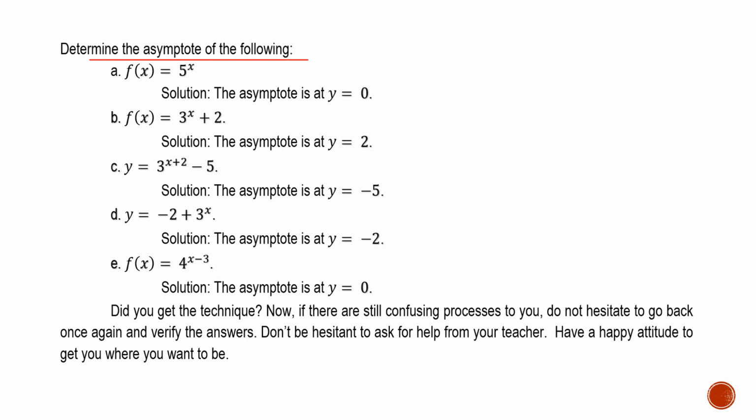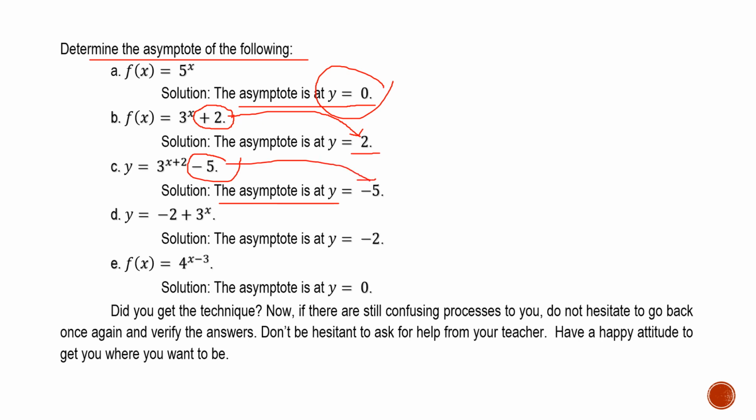So we're going to assume that the solution of the asymptote for letter A is at y is equal to 0. The solution of the asymptote for your letter B is y is equal to 2. It will be dependent on this one. So in this case, in your letter A, there's no constant term without your variable as your exponent. That's why your y is equal to 0. Then here, your asymptote is equal to 2. It will be dependent on the constant term in the given function. Here, the asymptote is y is equal to -5 because it is -5 here. That will be your asymptote.